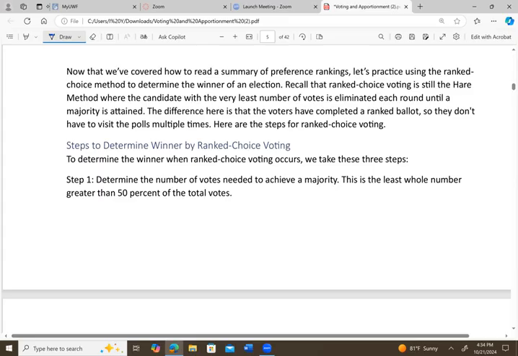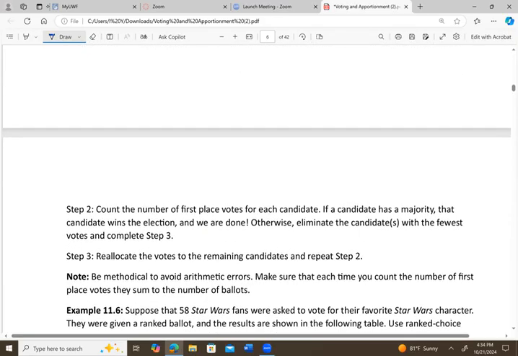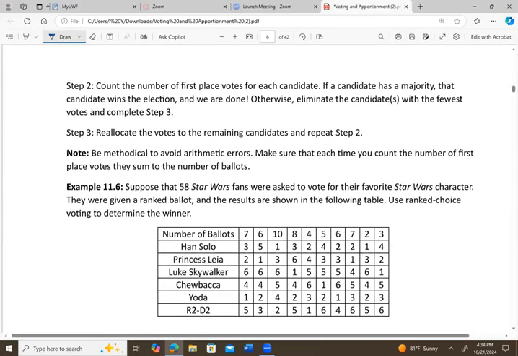Step 1, we need to determine the number of votes needed to achieve a majority, the least whole number greater than half the votes. Count the number of first place votes for each candidate. If a candidate has a majority, that candidate wins the election, and we are done. Otherwise, eliminate the candidates with the fewest votes. Reallocate the votes to the remaining candidates and repeat step 2. Be methodical to avoid arithmetic errors. Make sure that each time you count the number of first place votes, they sum to the number of ballots.